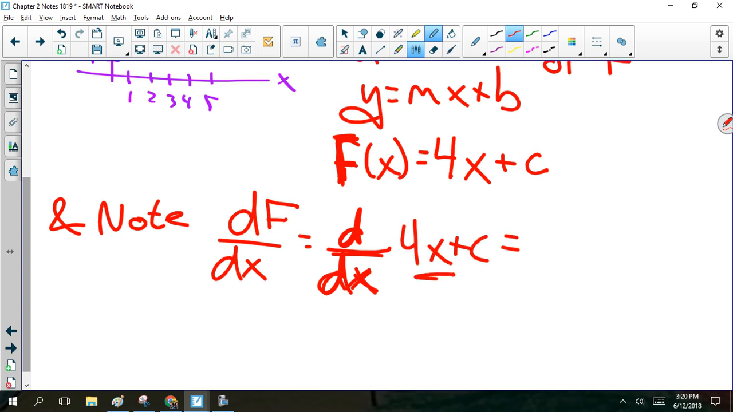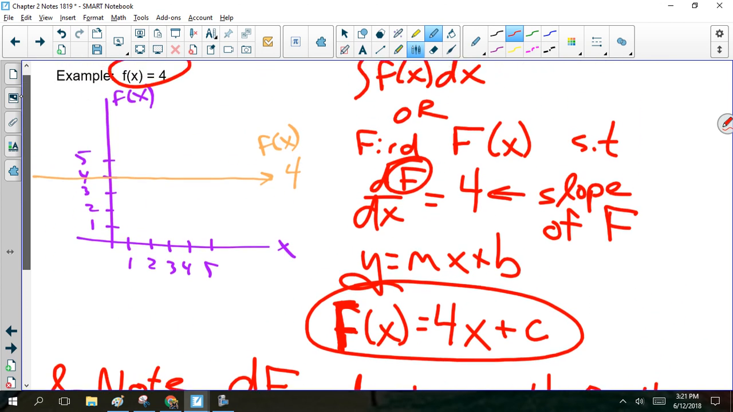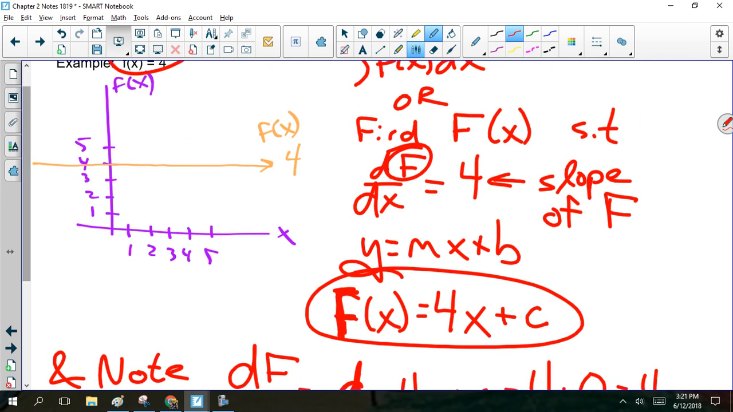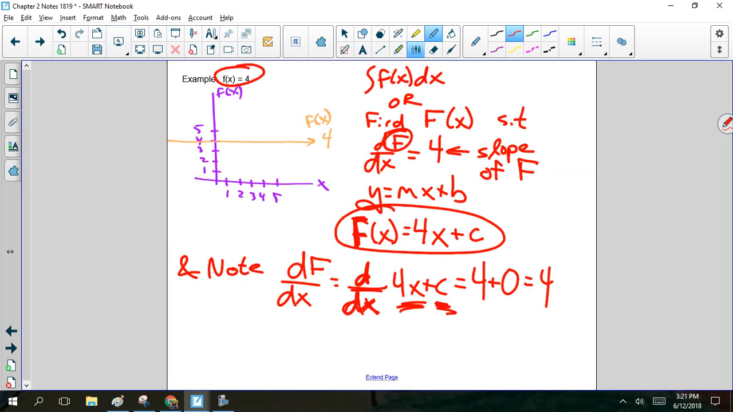Okay, well, what's the derivative of 4x? Oh, well, that's just 4. What's the derivative of a constant? 0. Oh, 4 plus 0, that's 4, okay? So that's why this is the integral of this. Because if you take the derivative of this, it gives you the original function, right? Okay.